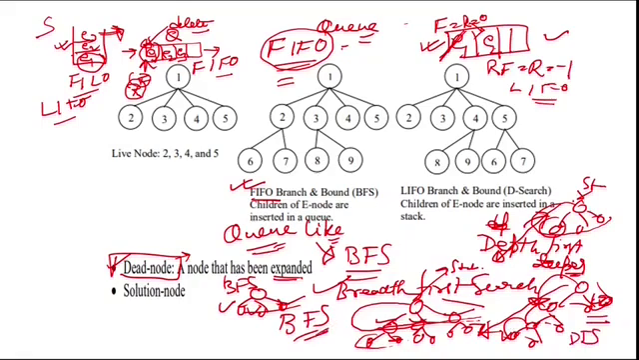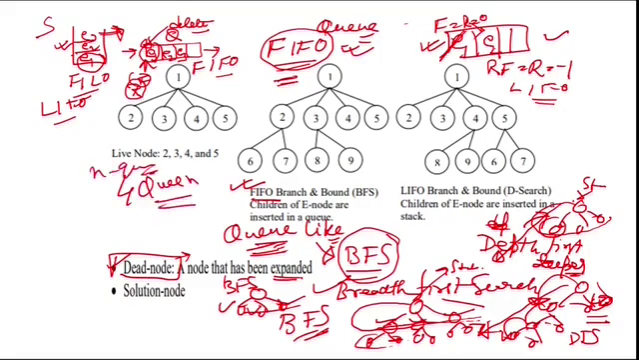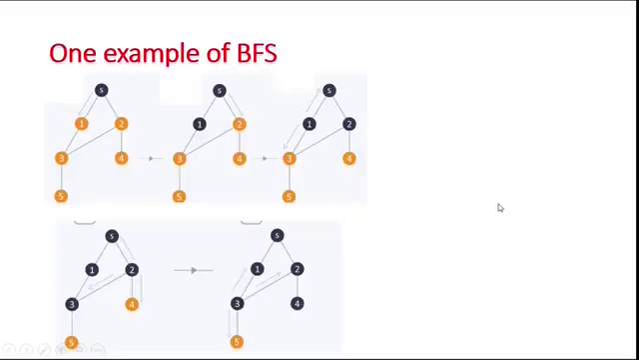In this case, FIFO branch and bound, we will see how it uses a Q-like data structure, uses a BFS-like searching algorithm, and solves the 4 queen problem. How it solves the n queen problem, we will see that. Any doubt up to this, you can ask, no problem.